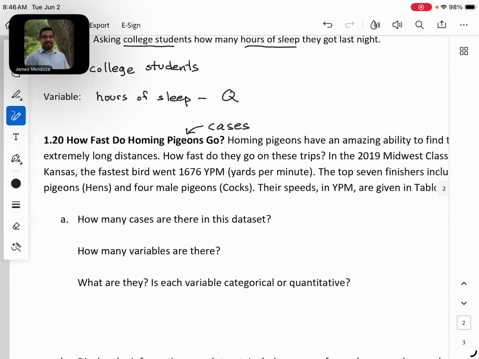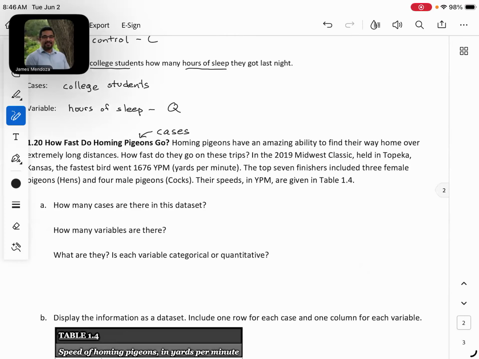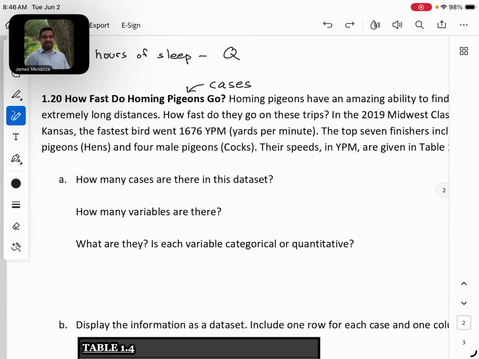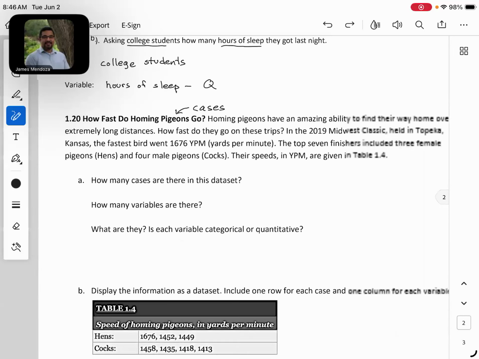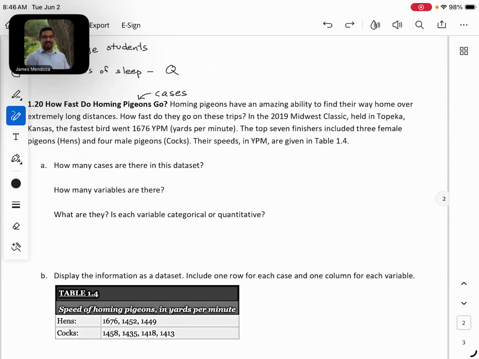Now, again, I want you to take a moment. I'm just going to be quiet for about 30 seconds. Read the prompt. And as you read the prompt, underline these two things: how many cases there were, and how many variables there were. See if you can underline just the key little pieces of information so you'll be able to find out how many cases and how many variables there were. And again, I'm going to be quiet for about 30 seconds.